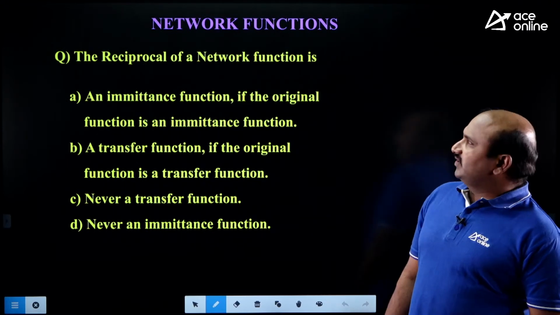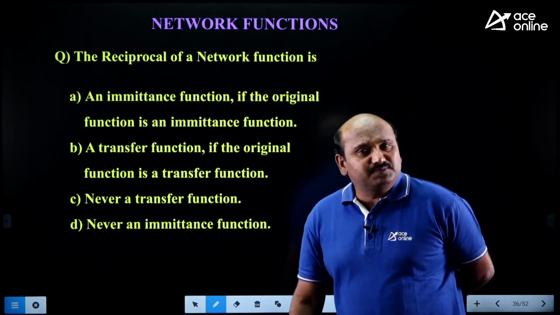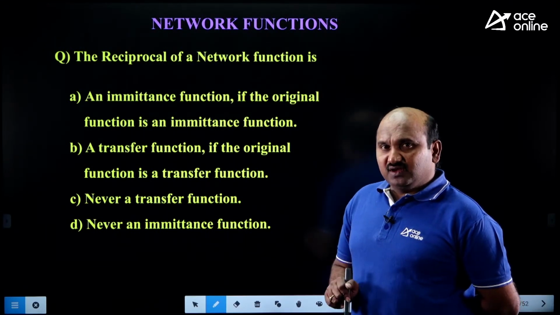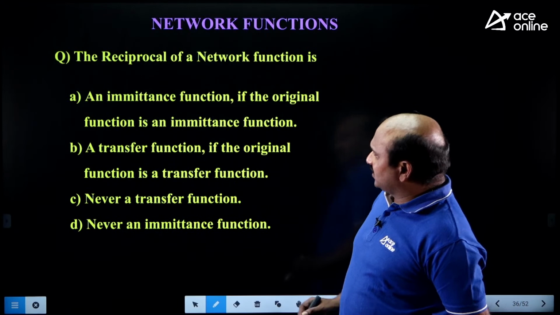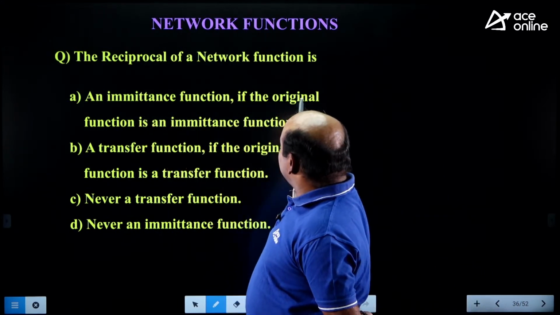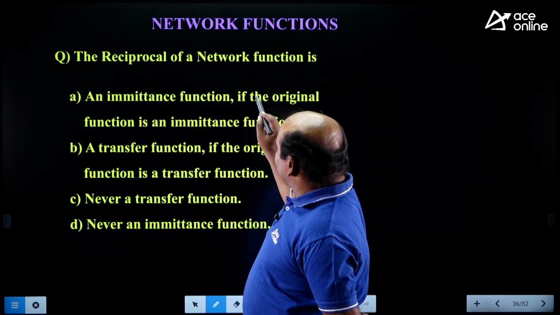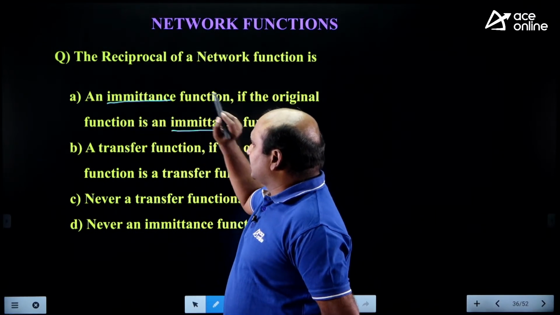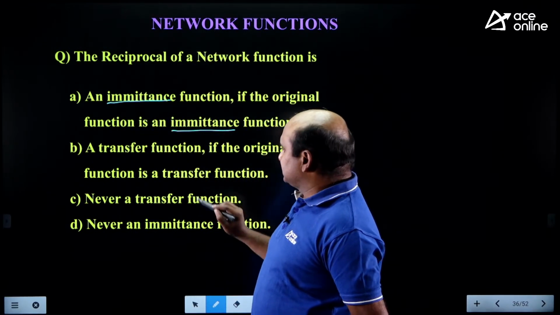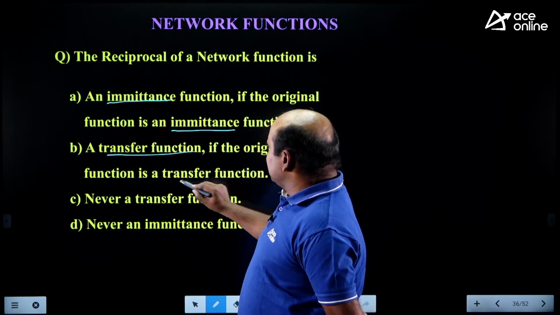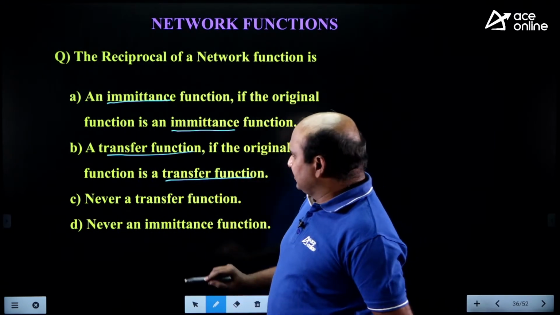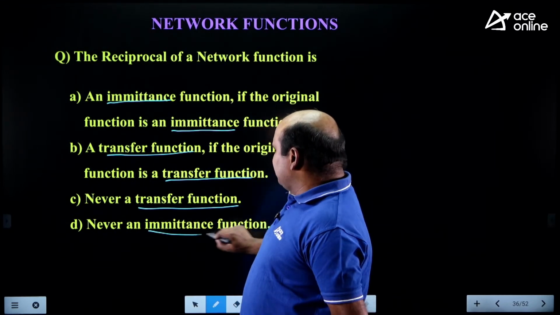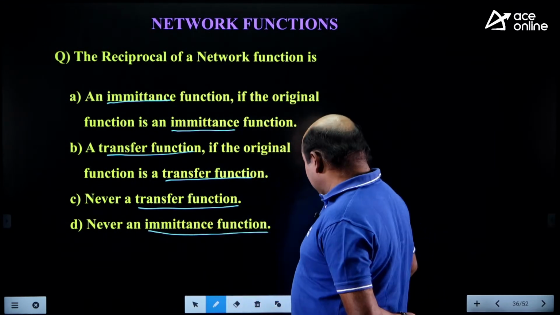Reciprocal of a network function here. You know what the reciprocal of a network function means? An impedance function's reciprocal is valid if the original function is an impedance function, either impedance or admittance. A transfer function's reciprocal is not valid here. It is never a transfer function, never an impedance function.